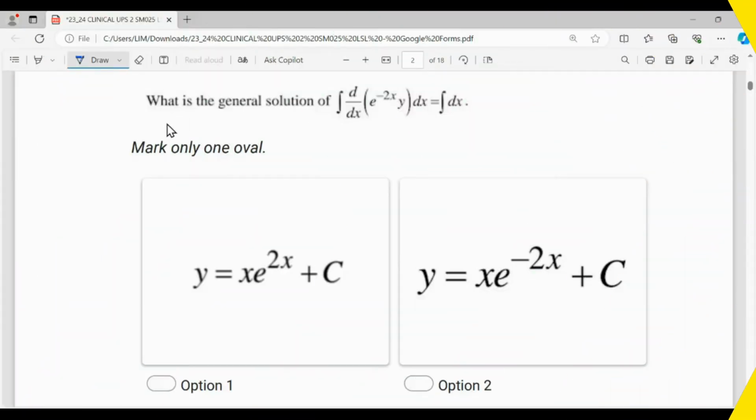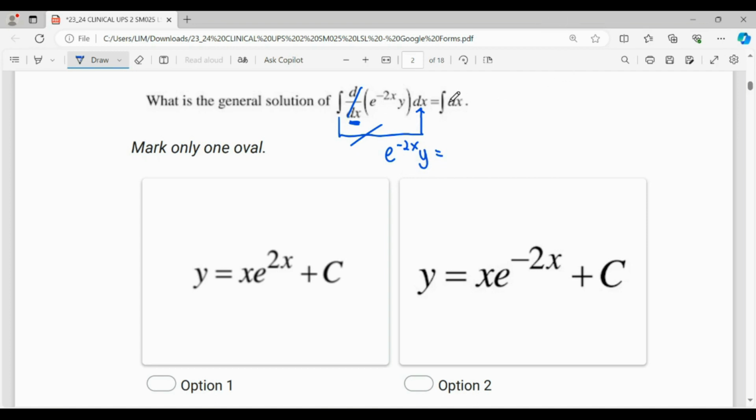Hi everyone, we are going to discuss this clinical test. What is the general solution for this differential equation? As you can see, this is differentiation and this is integration. So differentiation and integration can cancel each other in this process, remaining e^(-2x)y.